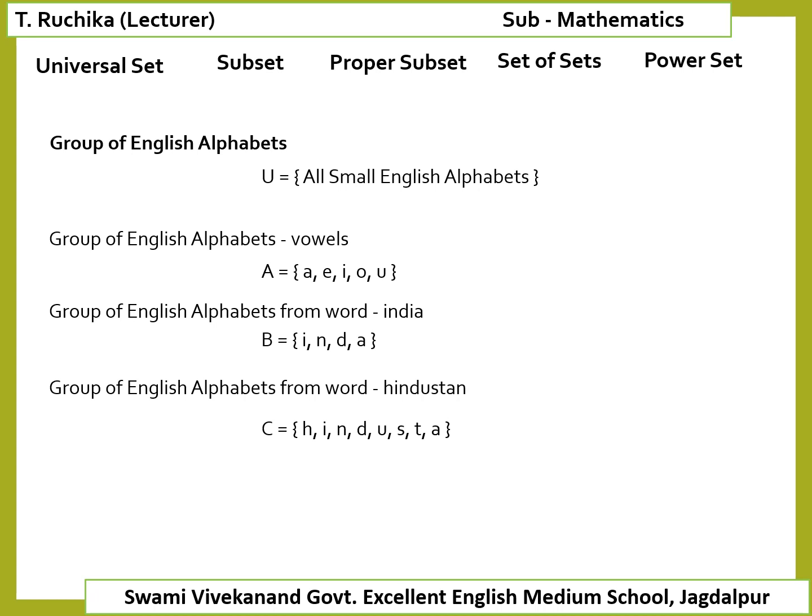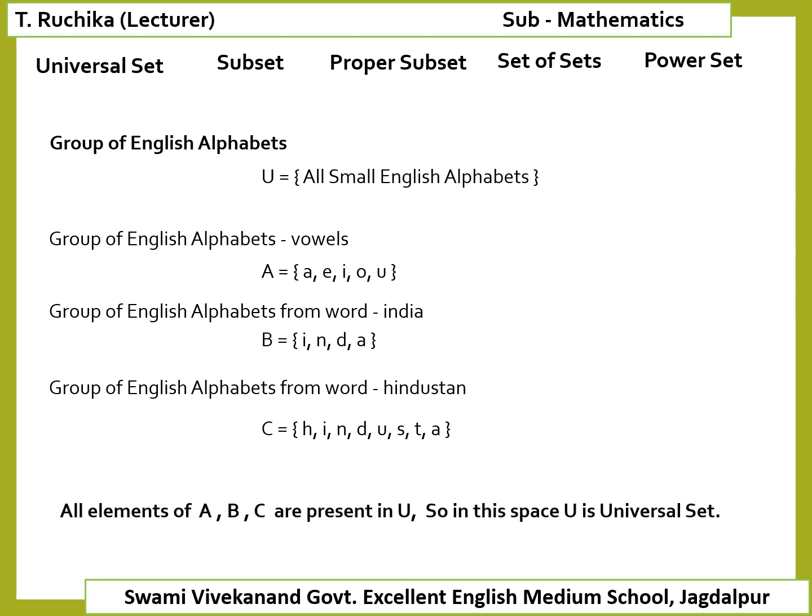B equals I, N, D, A. That is the set of English alphabets from the word India. Here we have to see that in I, N, D, I, A, the letter I is repeated twice, but when we represent it in the form of a set, we will write only one I. We will not repeat the letter I. Similarly, C equals H, I, N, D, U, S, T, A. N is again repeated, so we'll write it only once.